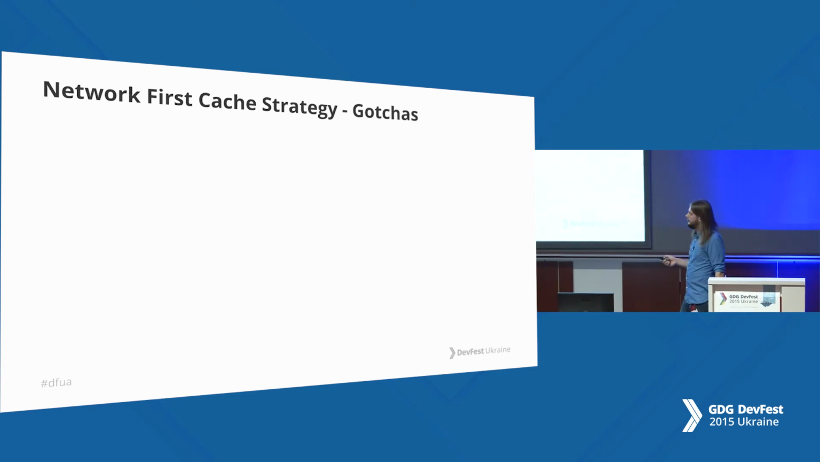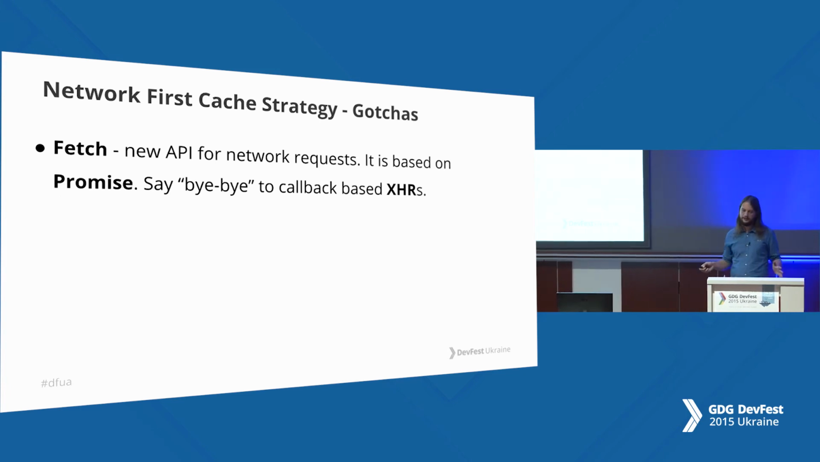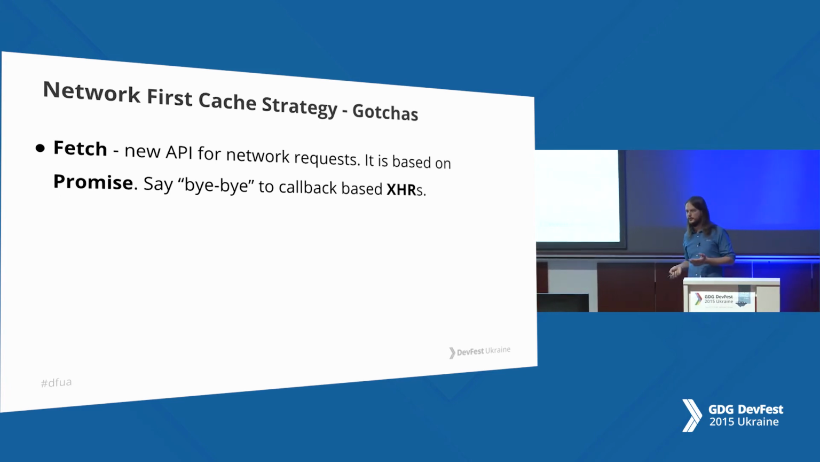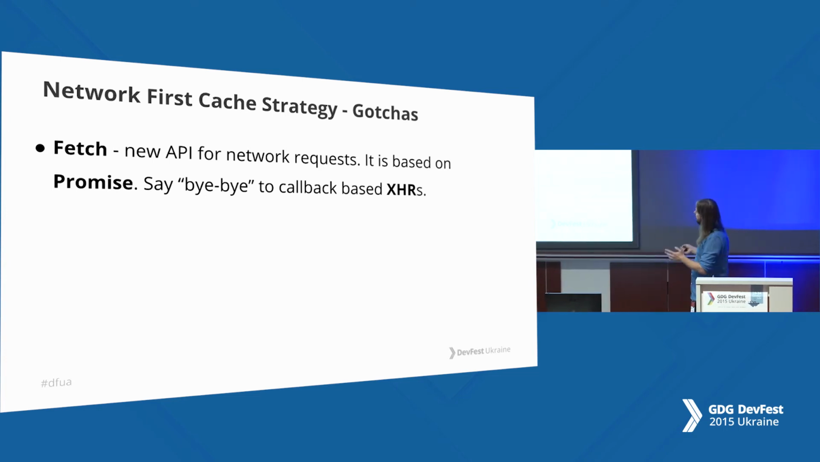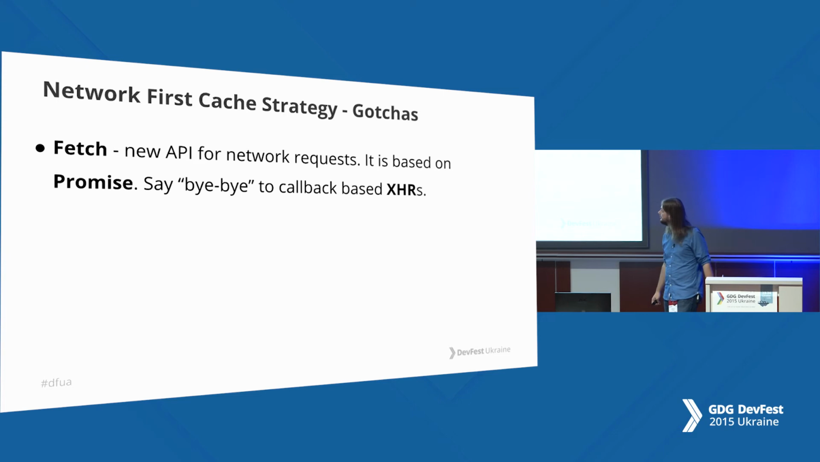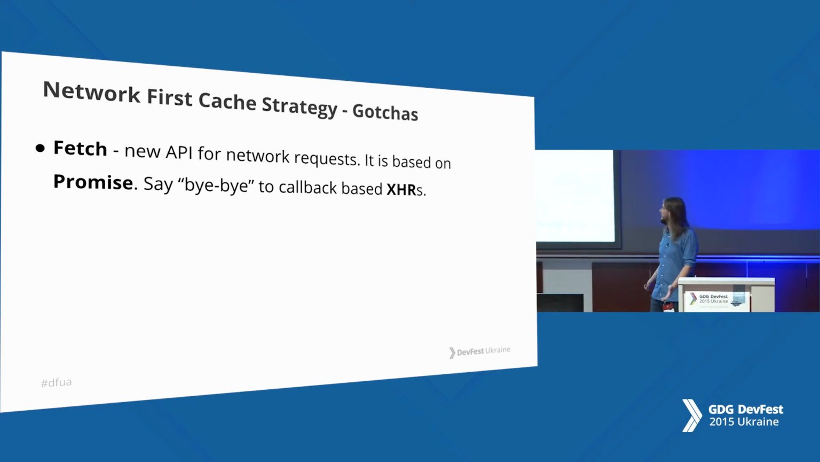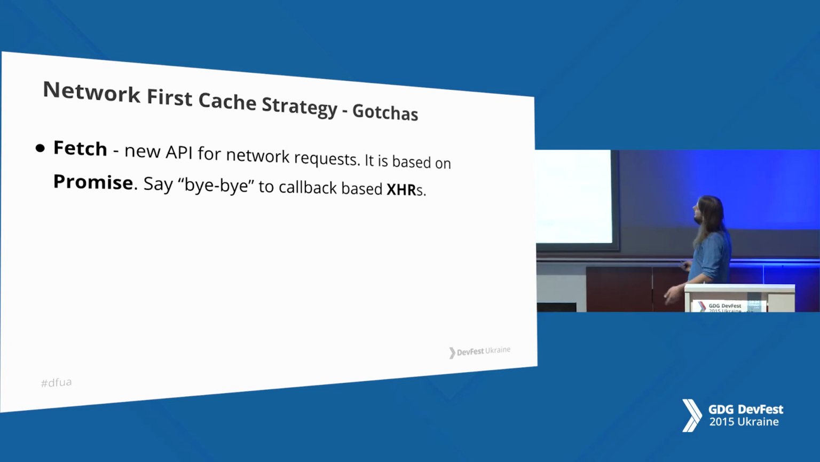What gotchas do we have here? First, fetch. It's a new API for network requests. And as you've already seen, it is fully promise-based. So bye-bye to you, our XMLHttpRequest. You were our good friend for long years, but now it's time to say goodbye, because all this callback stuff is quite old. We need to do it the modern way. So fetch is a modern way to do network requests, and it works with promises.